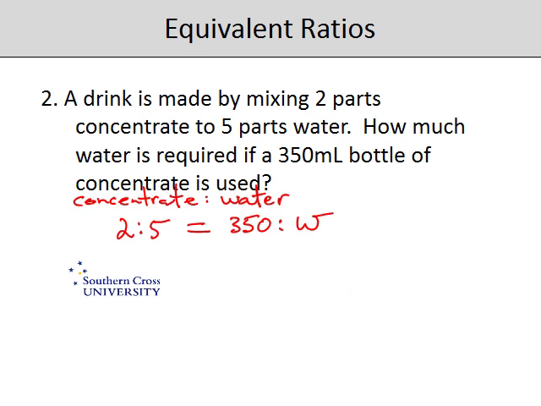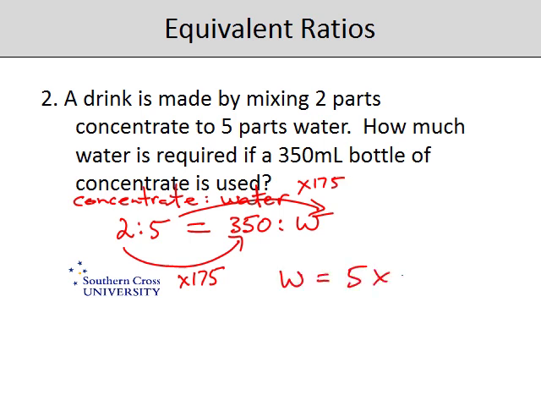Now once again, we could use an easy way to do this. To go from 2 to 350, you times by 175. So to go from 5 to W, you also need to times by 175. So that means that W is 5 times 175, which is equal to 875 mils.